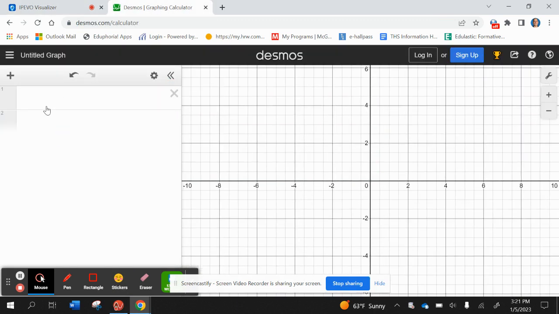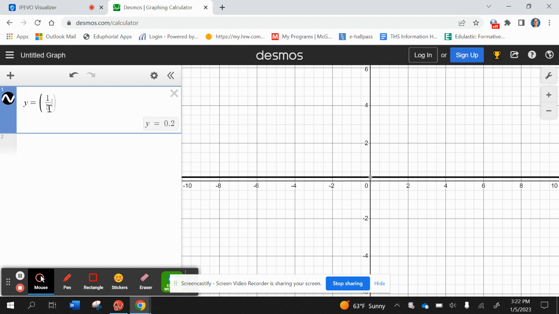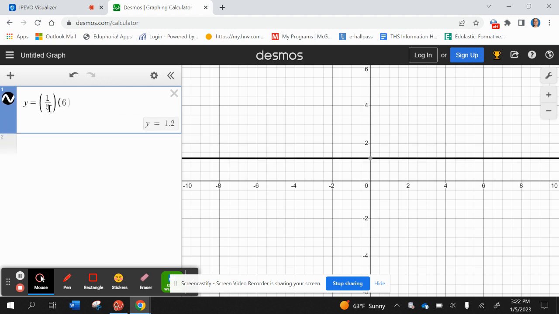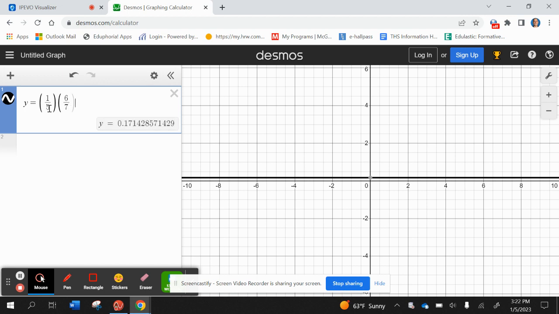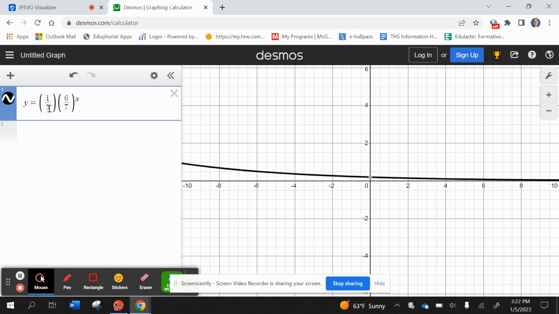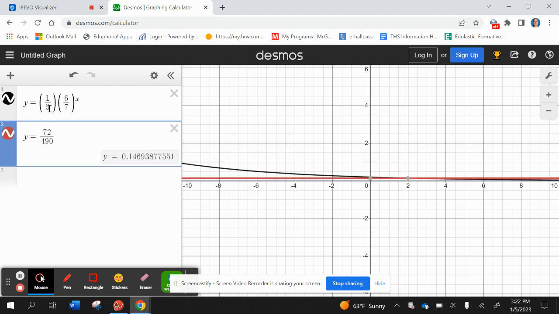Okay, so again, we're going to use Desmos. Let's press the home key before we forget, and then we're going to graph y equals 1/5 times (6/7) to the x power, and then y equals 72/490, and we're looking for the point of intersection, and you can see that our x value is 2.